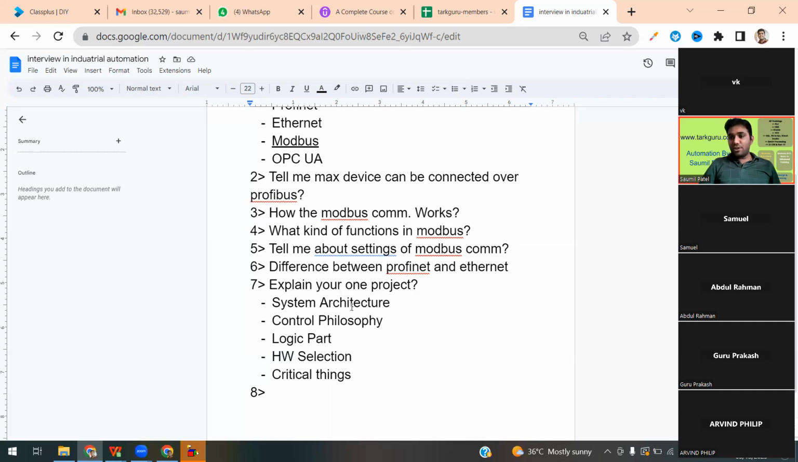Siemens has the PCS7 Neo itself. Yeah, definitely. It's a newly launched DCS. Definitely. Guru Prakash.